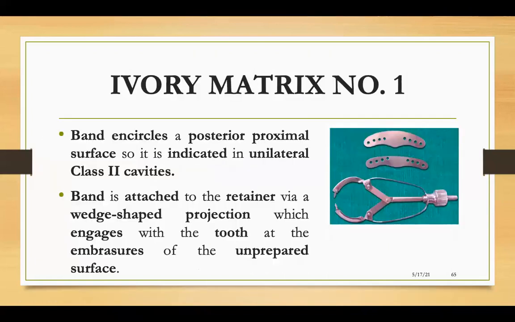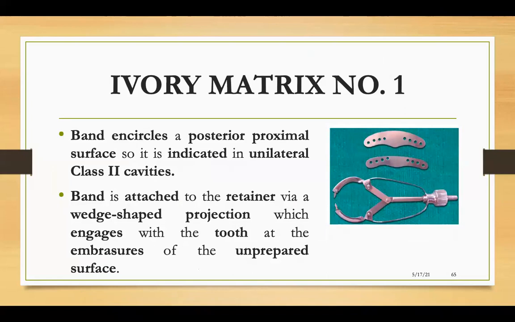This is the ivory matrix number 1. This is exactly what I was telling you. The one that looks like a figure 8 is actually ivory matrix number 1. We will surely keep this in your spotter, so you should know. The band encircles the posterior proximal surface, so it is indicated in unilateral class 2 cavities. You can very easily do your class 2 cavities with these also.